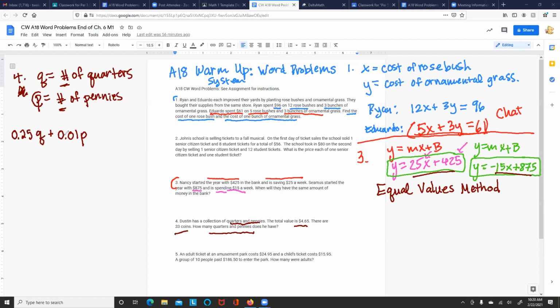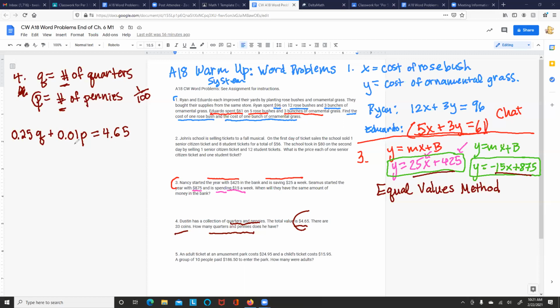Some number, amount of money. And since pennies are worth a penny, we're going to write 0.01. They're worth 1 cent, 1 out of 100. That means 1 out of 100. If you didn't realize that, you need 100 pennies to make a dollar. So 0.01 times the number of pennies equals our total amount, which is $4.65. So this has to total up to 4.65. So that's one equation. Now we need a second equation.